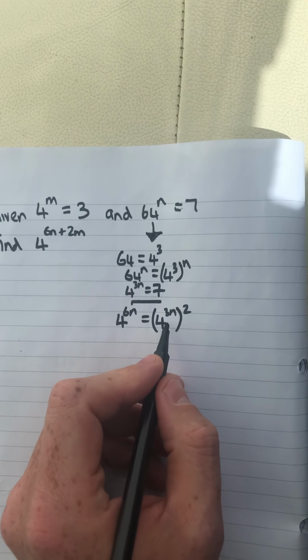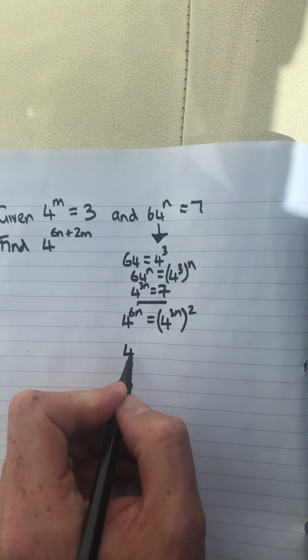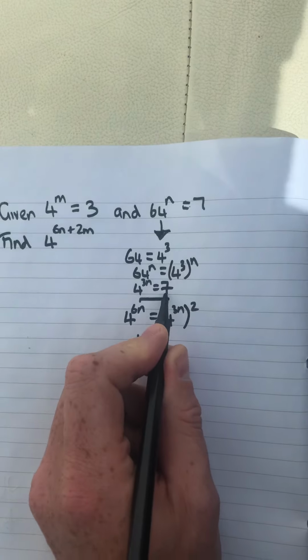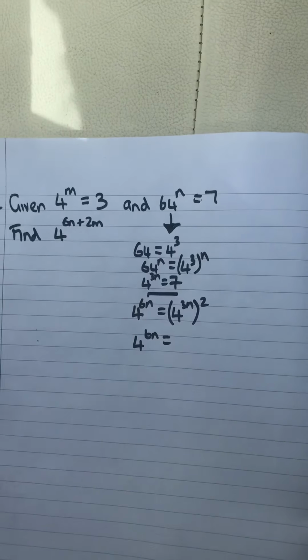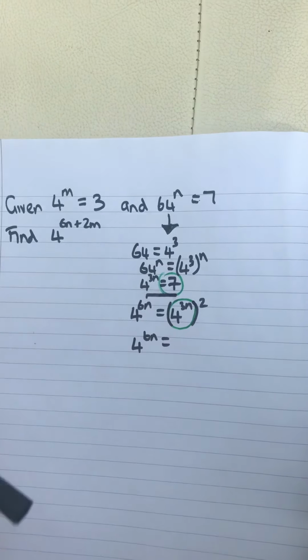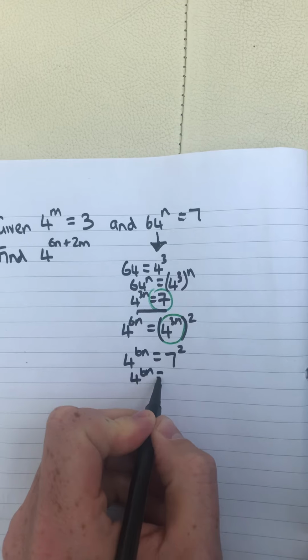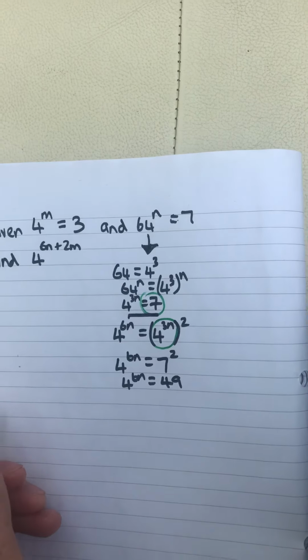So do I know what 4 to the power of 3n is? Well, that's there, isn't it? So I know 4 to the power of 3n is 7. I'll just replace this with the 7, in a different colour. So that becomes 7 squared. So therefore, 4 to the power of 6n equals 49.